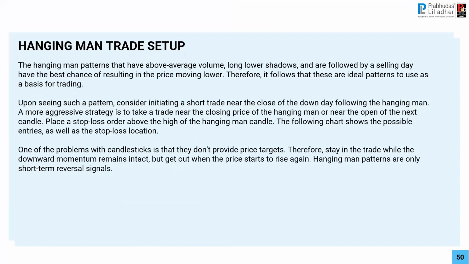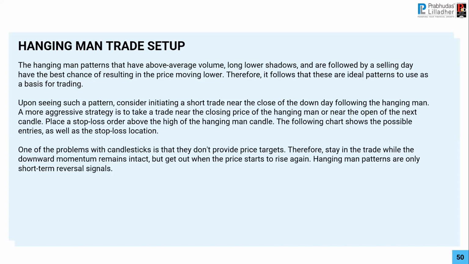How would you initiate a short trade? An aggressive trader will go short at the closing price, and the stop loss would be a little bit above the high of that particular day. One of the problems with candlesticks is that they don't provide price targets. This is what we also mentioned yesterday. Therefore, stay in the trade while the downward momentum remains intact, but get out when the price starts to rise again. So the stop loss is going to be, at minimum, above the high of the day, so your risk reward will be a favorable one. This is how you will be initiating a sell trade.